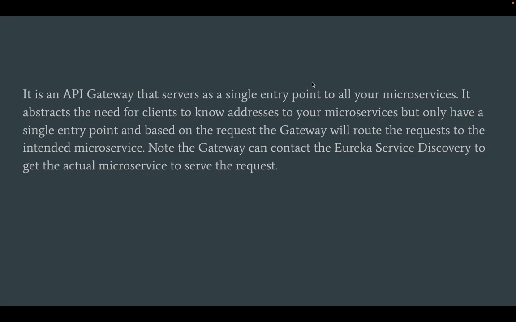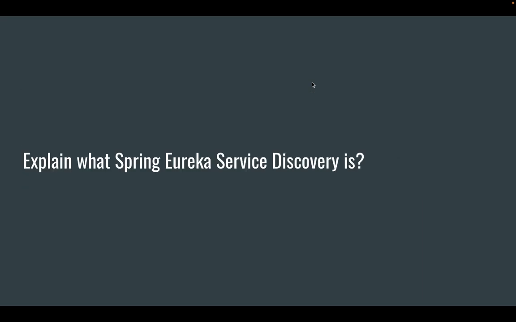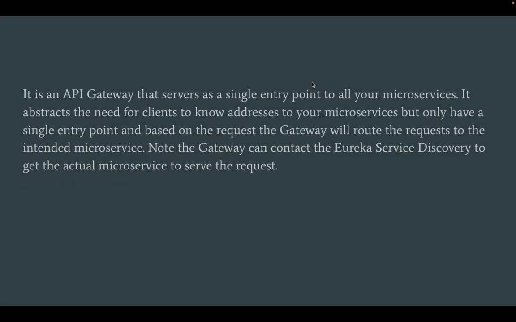Based on the request, the gateway will route the request to the intended microservice. Note the gateway can contact the Eureka service discovery to get the actual microservice to serve the request. So the Eureka service discovery and the API gateway, both of them can communicate with each other to figure out, I have this particular request, which service can fulfill this particular request for me.